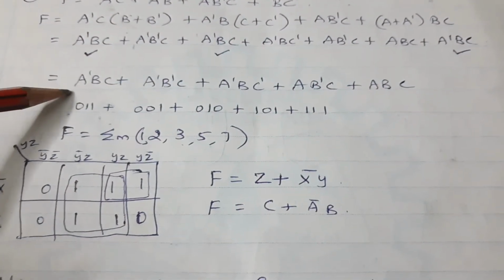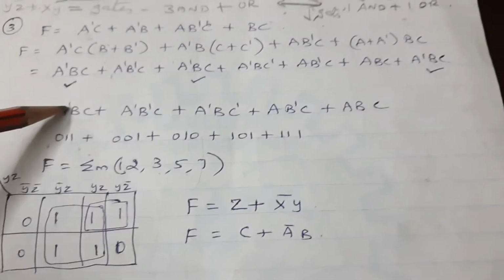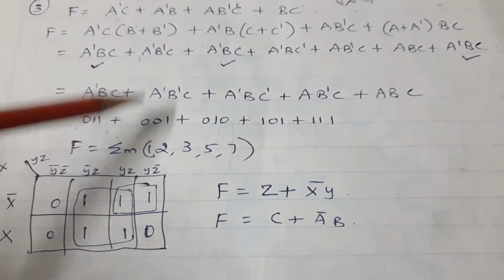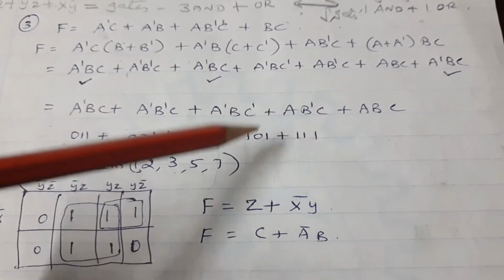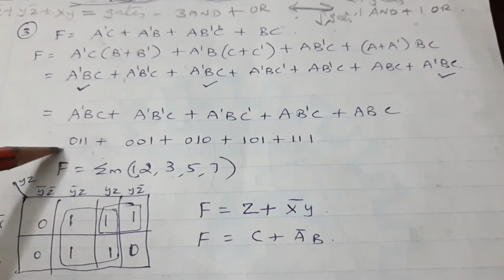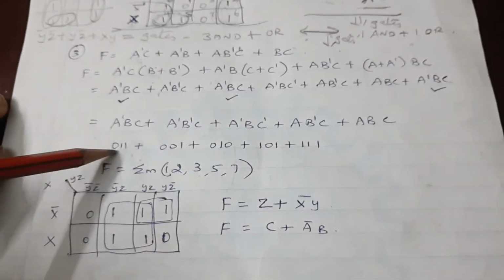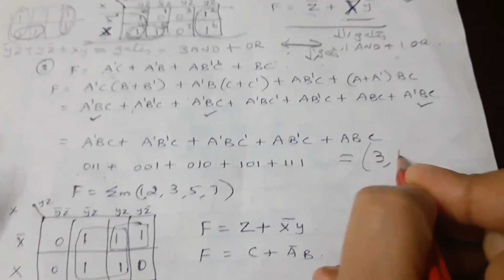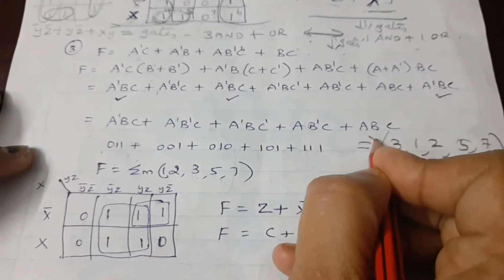Now convert this equation in terms of bits. If it is a complement, A bar, you take it as 0. If it is B and C without a complement, you take the value as logical high, 1, 1. Similarly, 0, 0, 1, 0, 1, 0, 1, 0, 1, 1, 1, 1. Now convert this binary to decimal value. So the values are 3, 1, 2, 5, 7.